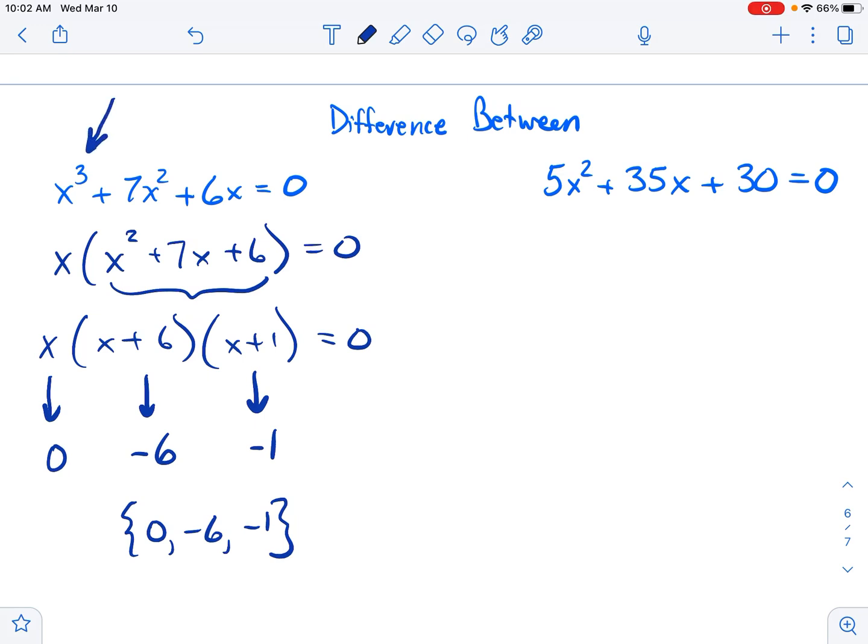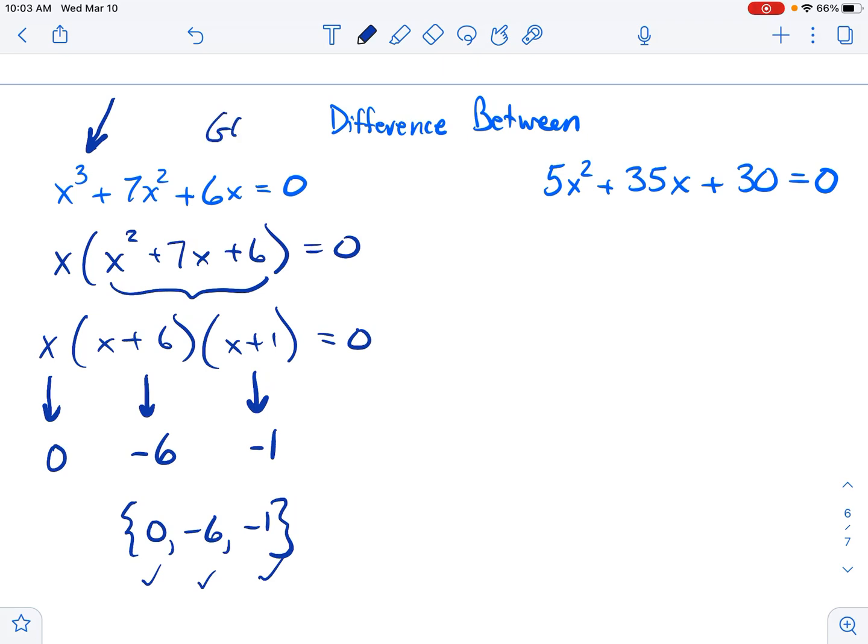You'll notice that I started with x cubed, a degree of 3, and I got 3 solutions. Often the degree indicates how many solutions you'll get, although there is one situation that isn't the case, and that is a perfect square trinomial. But we'll get to that later.